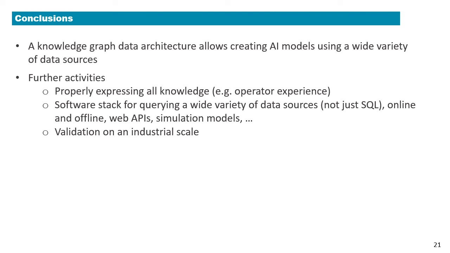So, in conclusion, we saw a knowledge graph-centered data architecture, which should allow to create AI models using a wide variety of heterogeneous data sources, as can be found in a production context. Further activities include being able to properly express different types of knowledge, such as the operator experience, which we saw in the example. Furthermore, we want to create a software stack which is able to query a large variety of data sources, where we just saw the example of how to query SQL databases using OnTop. And finally, we want to validate all this on an industrial scale example.